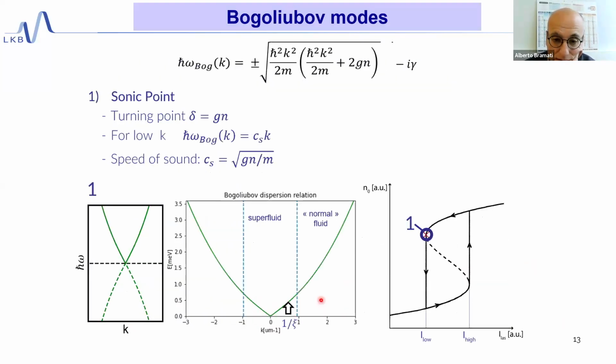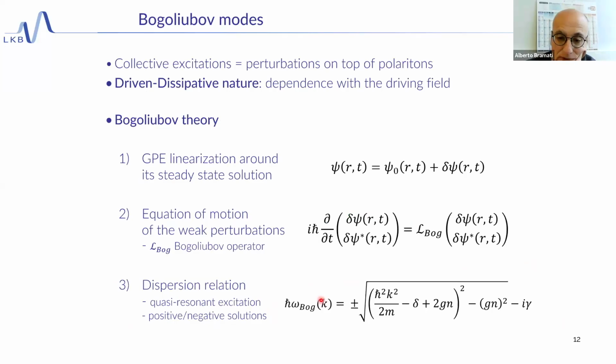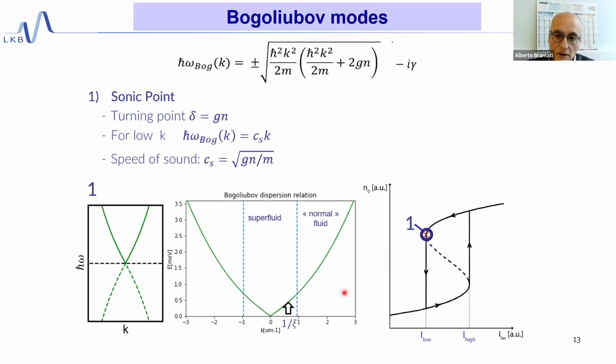Now, as I pointed out before, this dispersion relation, and then the behavior of this collective excitation, depends on the point in which we are working on the bistability curve. Let's start with the first very remarkable point, which is called the sonic point. This means that we are working exactly at the turning point of the upper bistability branch.